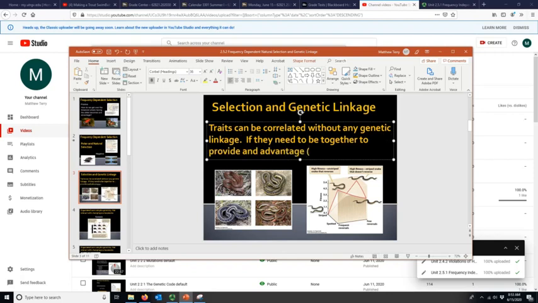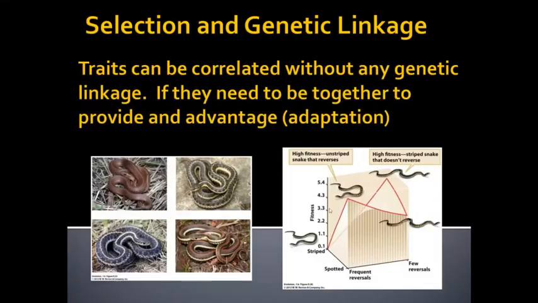So they're an adaptation as long as they're together. But if they're separated, then they're not. So let's look at this where we have two traits. So this is an example in snakes.